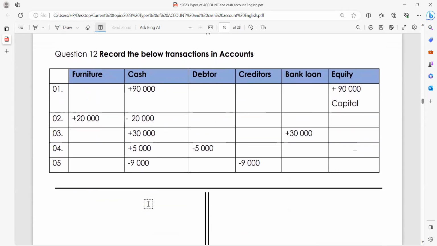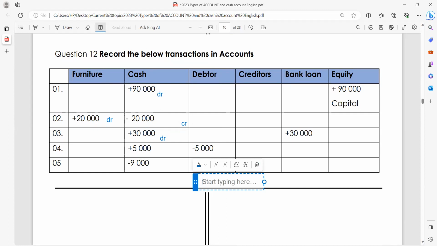Look at question number 12. I made a small change. The double entry says cash account increasing debit, furniture increasing debit, cash decreasing credit, cash increasing debit. Likewise, it goes. You know how to record it, right? How to write debit and credit, right? In this question, number 12, I made a small change.